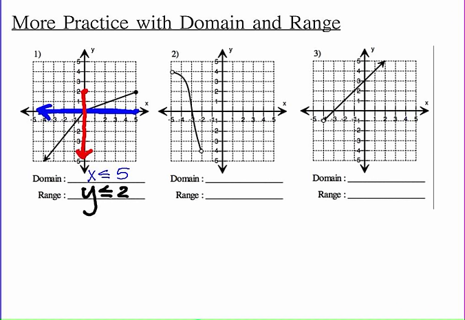If I look at my next function, number 2, I can see that this one isn't going to go in infinity in any direction, x or y. So I can start with my domain again. So if I'm looking at my domain, I can see that my smallest most x value is over here at this negative 5, and it's an open circle. So I'm going to go ahead and draw an open circle right here at negative 5.